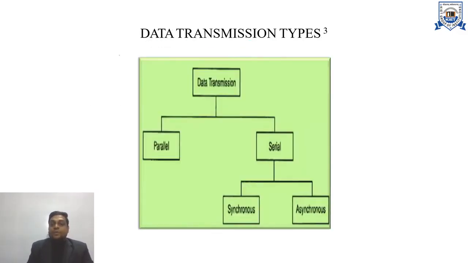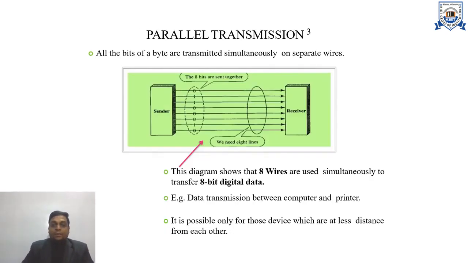Types of data transmission. As we discussed, there are two types, parallel and serial. The serial is further classified into two categories, synchronous and asynchronous. So first of all, we will discuss parallel.